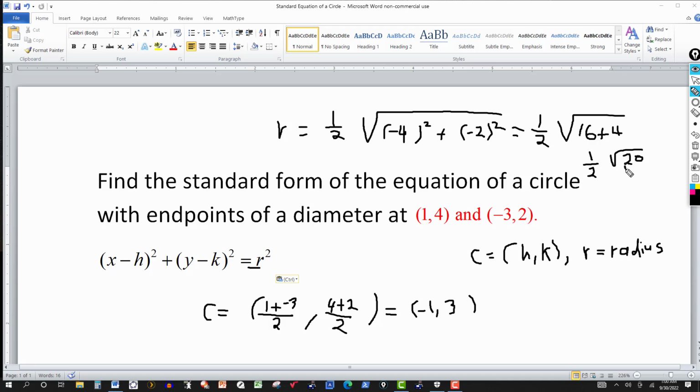And 20 is 4 times 5. So let's take the square root of 4, which becomes 2. It comes outside the radical, and 1/2 of 2 is just 1. So this just leaves me with the square root of 5, which is, of course, your radius.